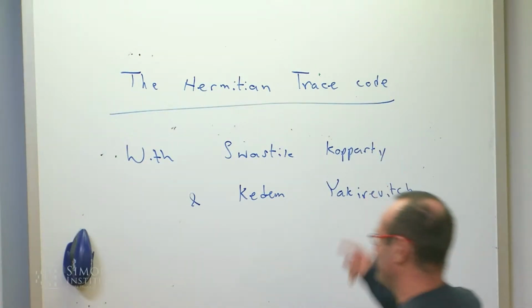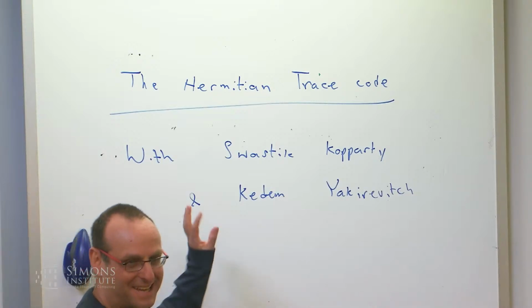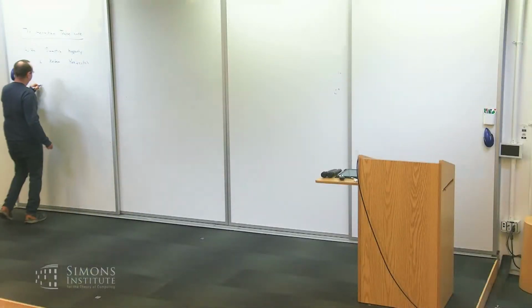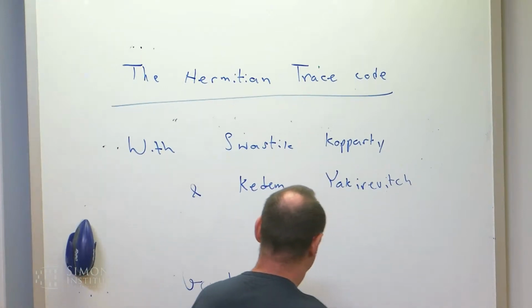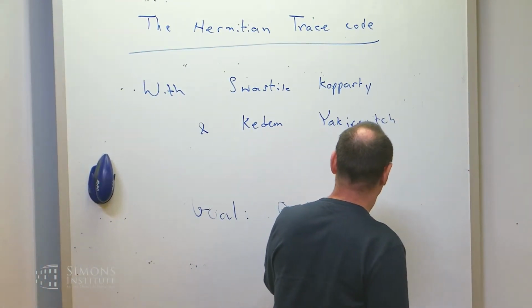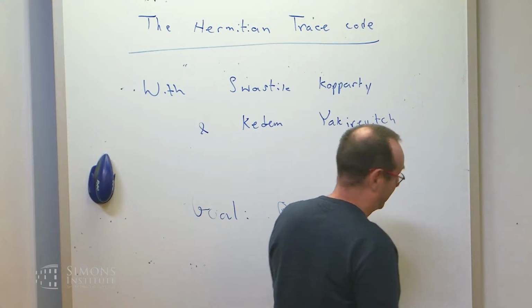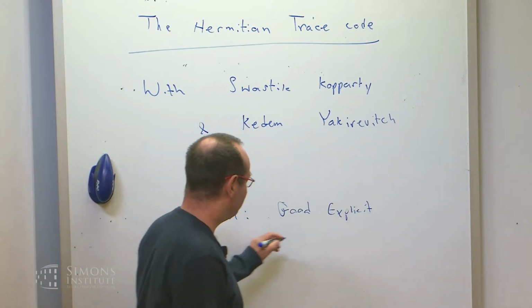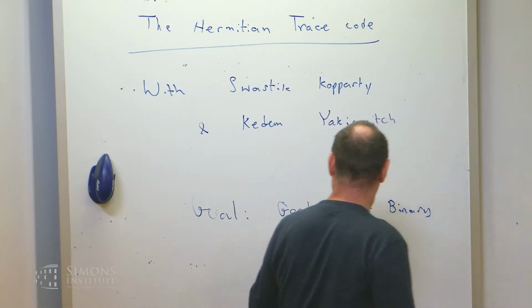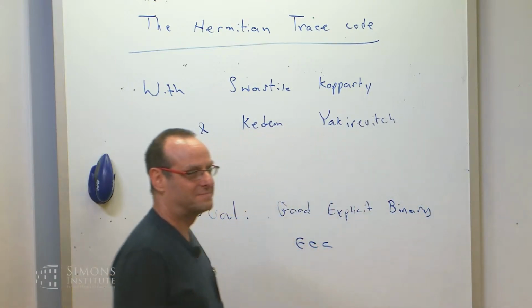I'll tell you what the Hermitian trace code is in a few minutes. The goal is to build a good, explicit binary error correcting code, and I won't be able to do that. But I would like to suggest a way how to do it.